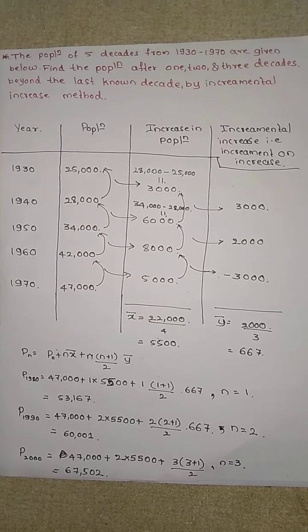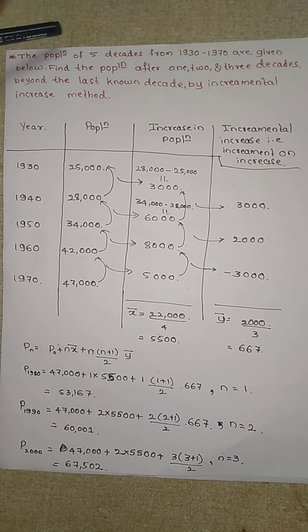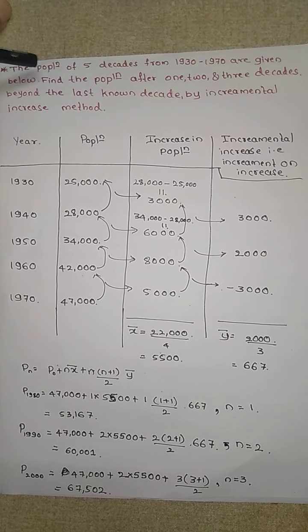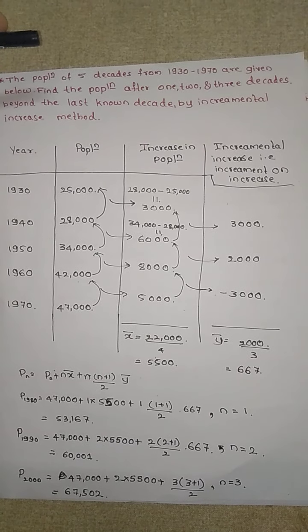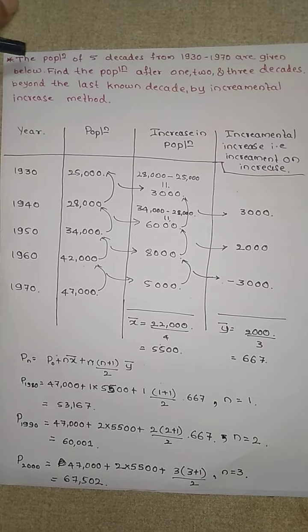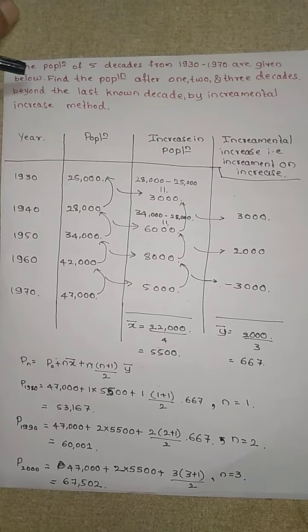The population of 5 decades from 1930 to 1970 are given as below in the table. Find the population after 1, 2, and 3 decades beyond the last known decade by the method of incremental increase.